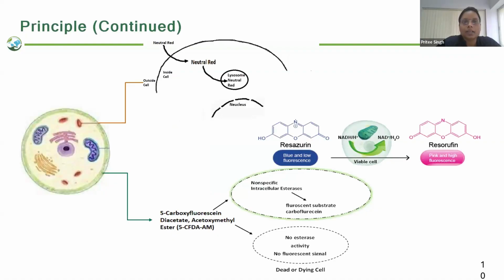In continuation with this principle, three different dyes have been used here. One is a resazurin based dye. The second one is CFDA and third one is neutral red. So resazurin assesses the mitochondrial or membrane activity. Then CFDA assesses the integrity of the cell membrane and neutral red assesses the integrity of the lysosome. So based on the fluorescence of these three dyes, the results are determined.